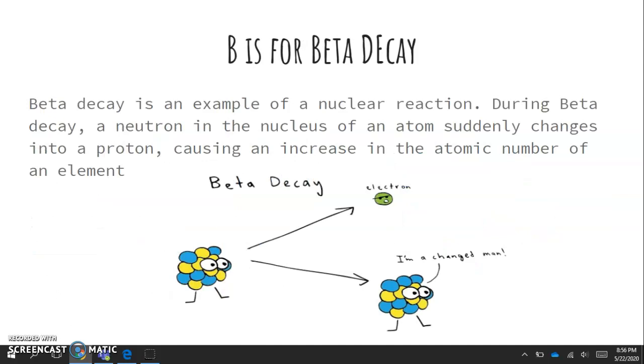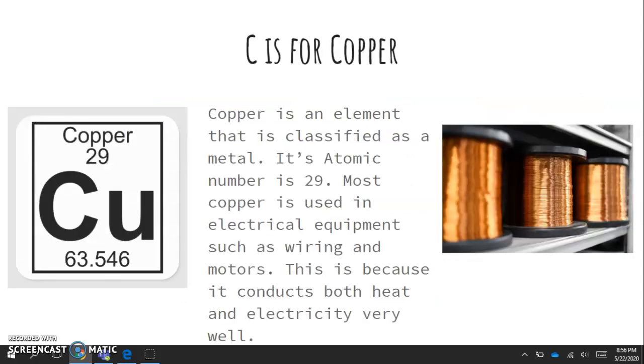B is for beta decay. I've got a picture depicting beta decay. It's a cartoon, but it works. And just some background information. And then I used copper as an element, so classified as metal, atomic number 29. It's used to conduct heat and electricity, yada, yada, yada.